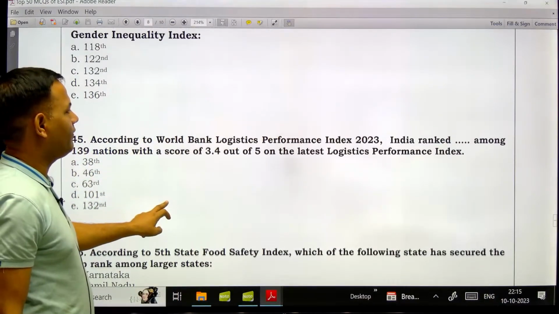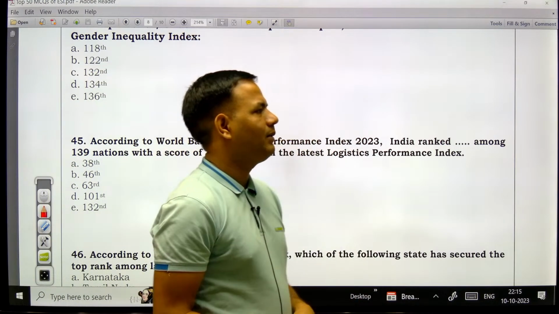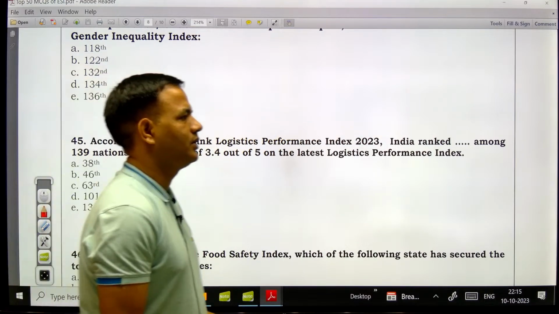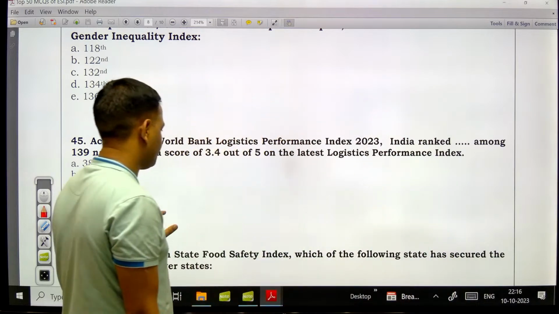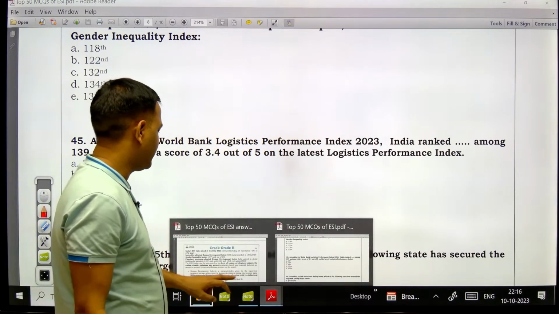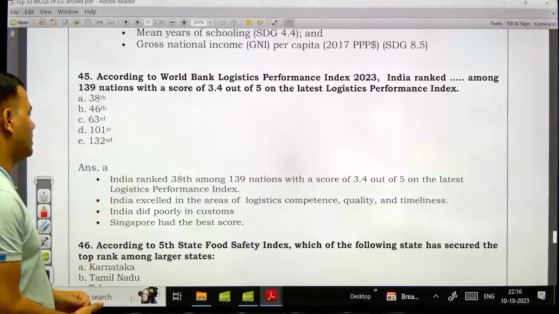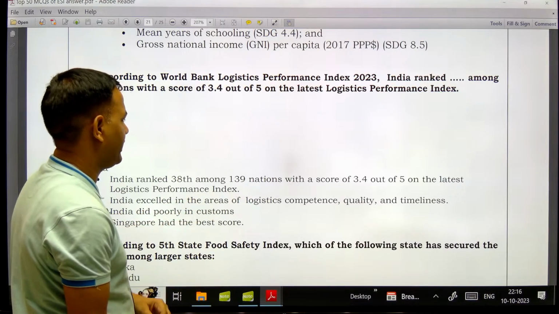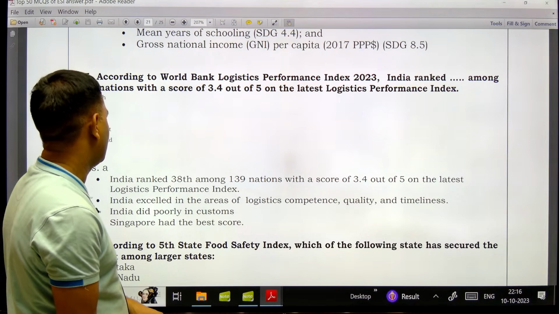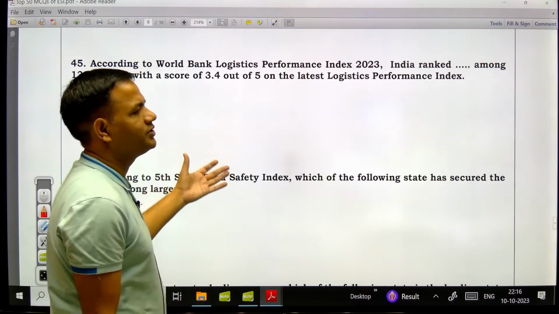Next question. According to the World Bank Logistics Performance Index, India ranked... What is the rank of India in the World Bank Logistics Index? It is an easy question. Yes, it is 38th rank. Yes, it is the right answer. India is ranked 38 among 139 nations. India excelled in the areas of logistics competence, quality and timeliness. India did poorly in customs. Singapore had the best score. So this is again an important question for the GA.